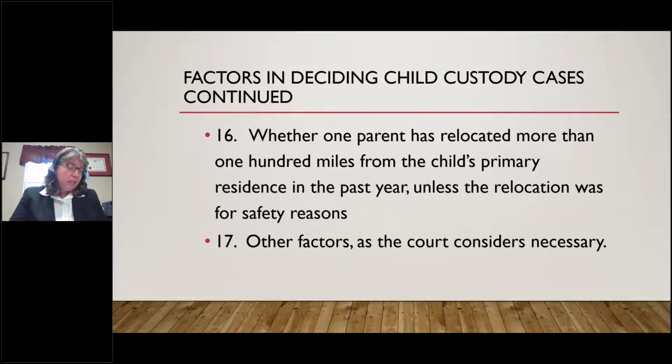Number 16 has to do with relocation. Sometimes parents need to move for various reasons. So that's certainly a factor the court can look into. And then 17 is other factors as a court considers necessary. So that means the court can basically consider anything that they find is relevant to what is in the best interest of the child.